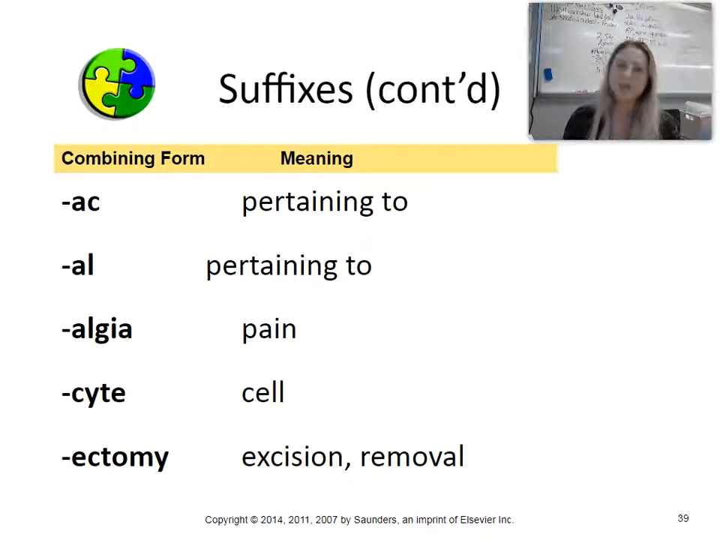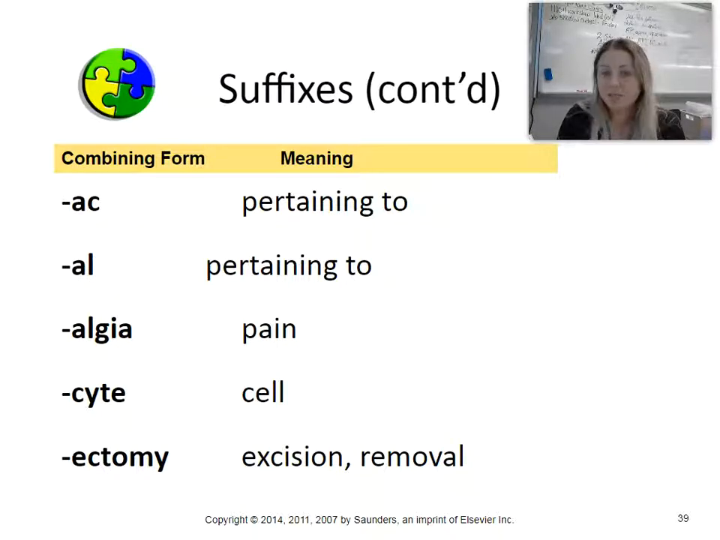So you're going to see a lot of these suffixes, the meaning is going to be pertaining to. Oh, excuse me. All right, so AC, like cardiac, it's pertaining to the heart. AL, renal, right? Because renal is kidney. Renal is pertaining to the kidney. Algia, this is pain. Like myalgia is muscle pain.